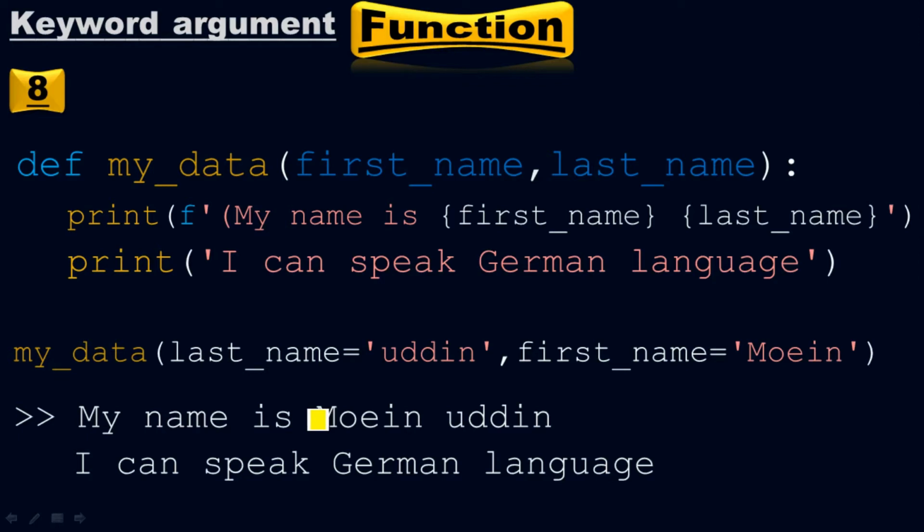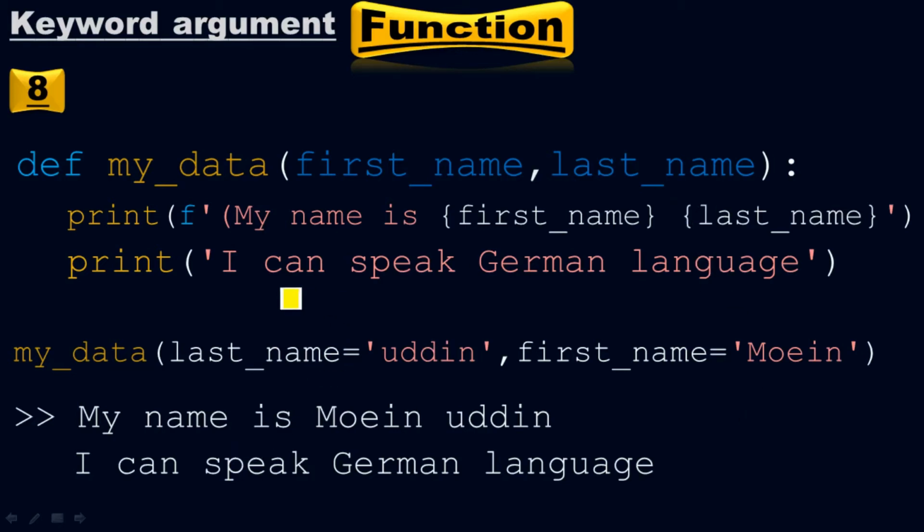I repeat it. What is keyword argument? The parameter. What is this? Last name is a parameter. First name is the parameter. The parameter followed by the argument. This is the argument. What is argument? Argument is a piece of information, the actual piece of information that we give to the parameter. So the parameter followed by the argument is called the keyword argument. This is one keyword argument. This is the second keyword argument. This is the keyword argument for the first parameter. This is the keyword argument for the second parameter.